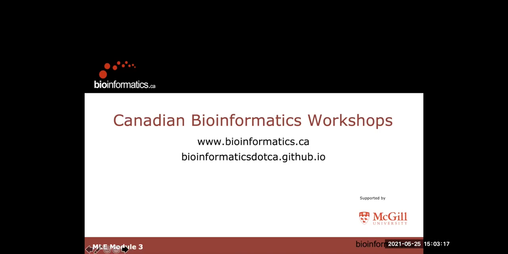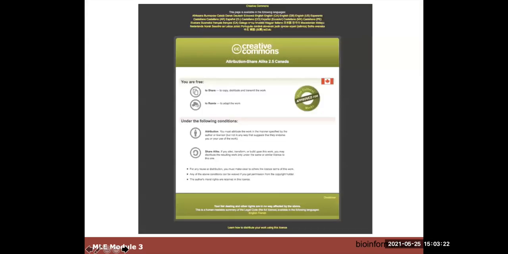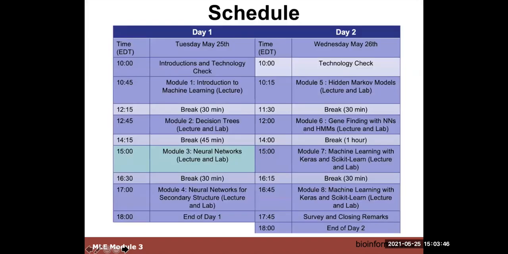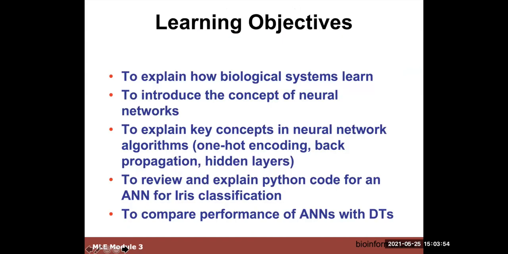All right. So welcome to the Canadian Bioinformatics Workshops on Machine Learning. This workshop is aligned with the Creative Commons Attribution Share Alike license, so people can share and share alike according to the Creative Commons license. So today we're going to be talking about neural networks or artificial neural networks, and we're going to give you a little bit of an introduction. Just in terms of timing, we've got about an hour and a half scheduled for this one. It might be a little long, so I'll try and move quickly.